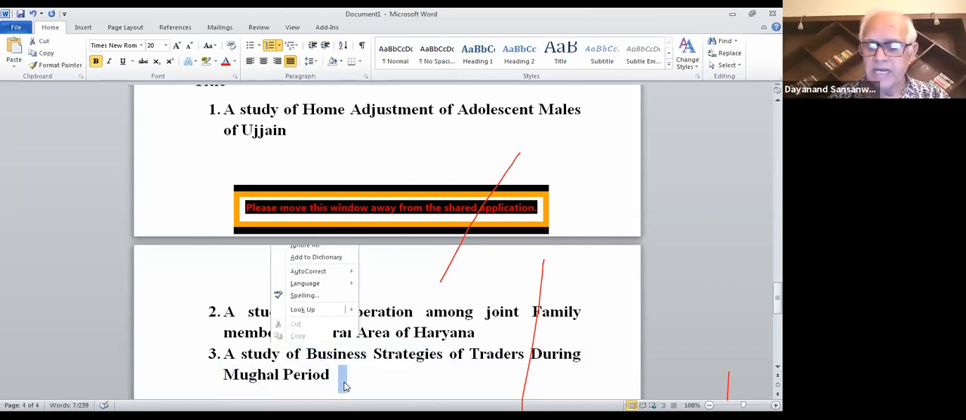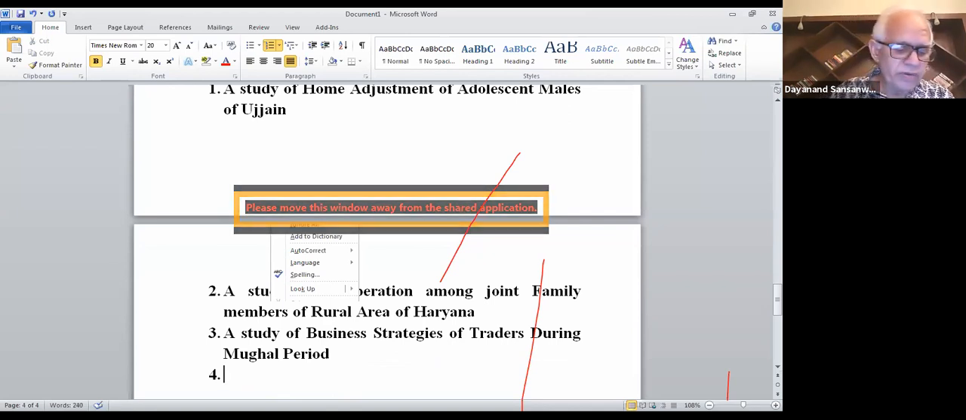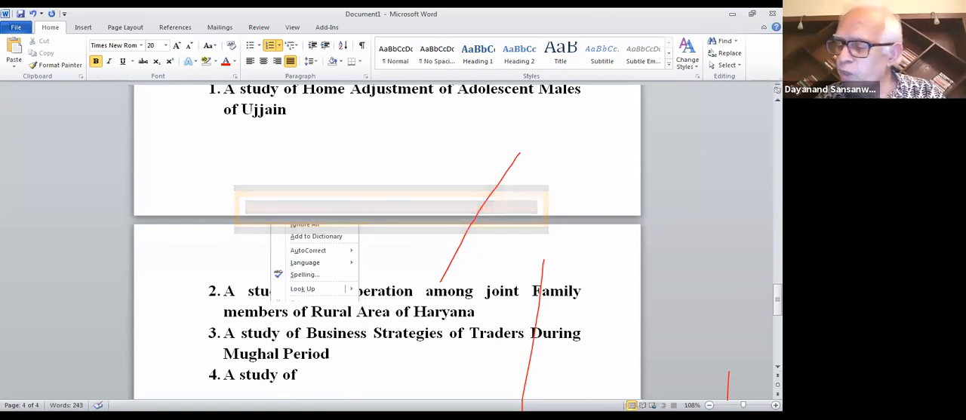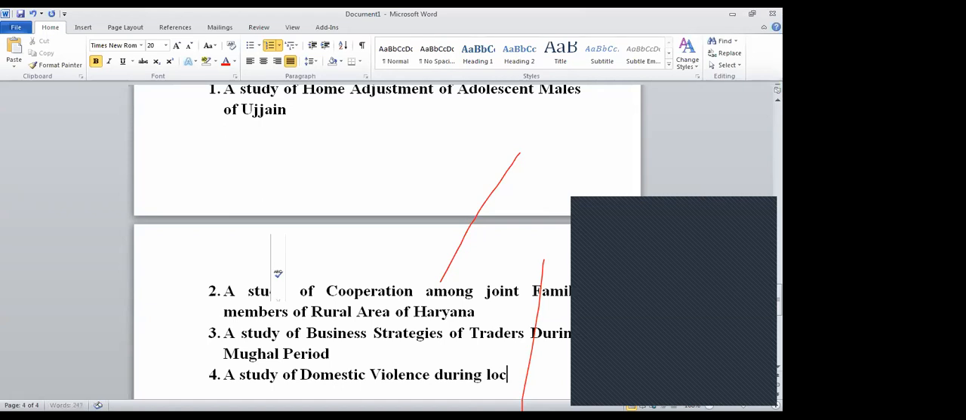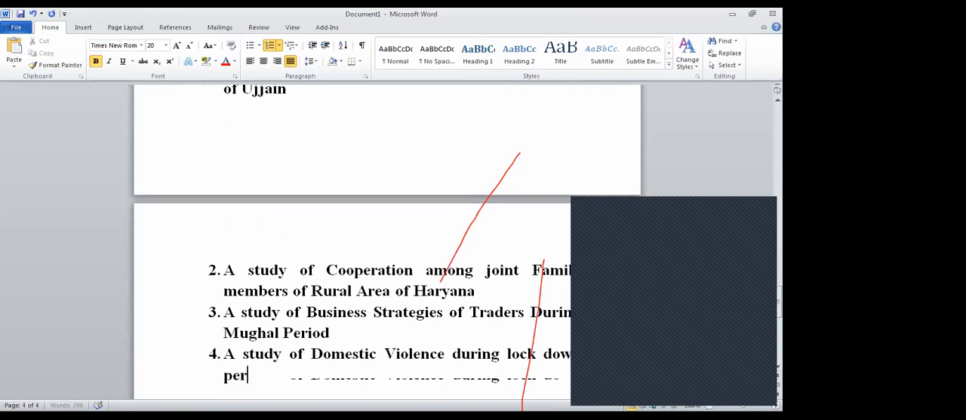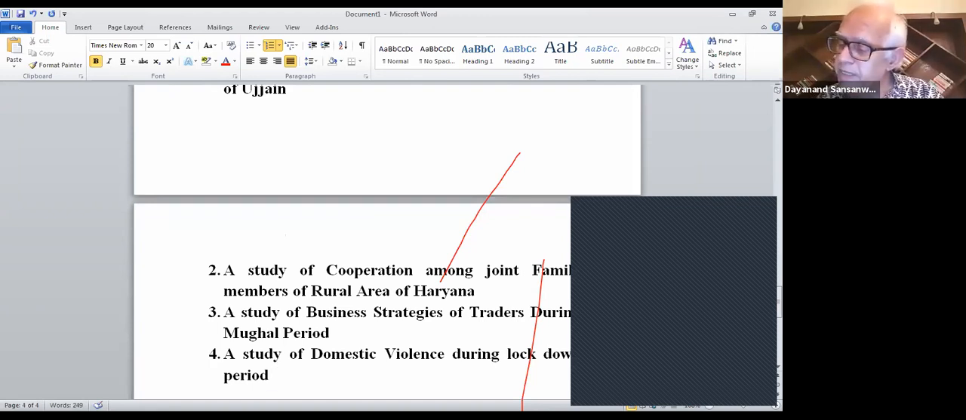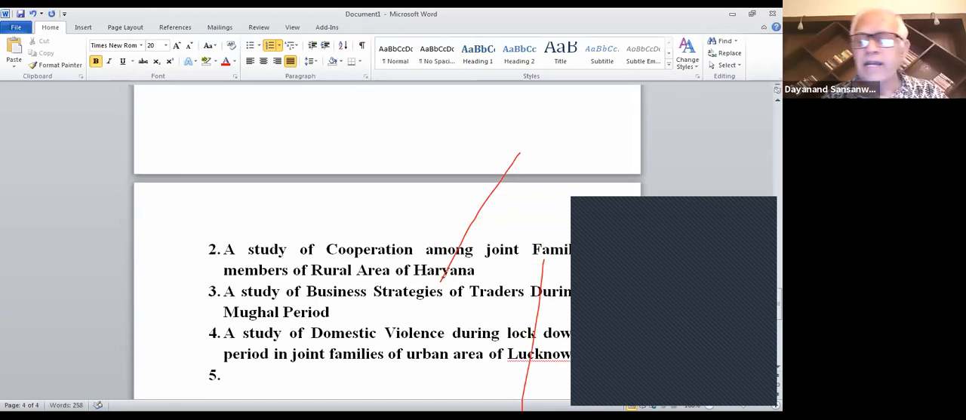During Mughal period. Another, I'm saying that a study of domestic violence during lockdown period in joint families of urban area of Lucknow. Let me have one more.